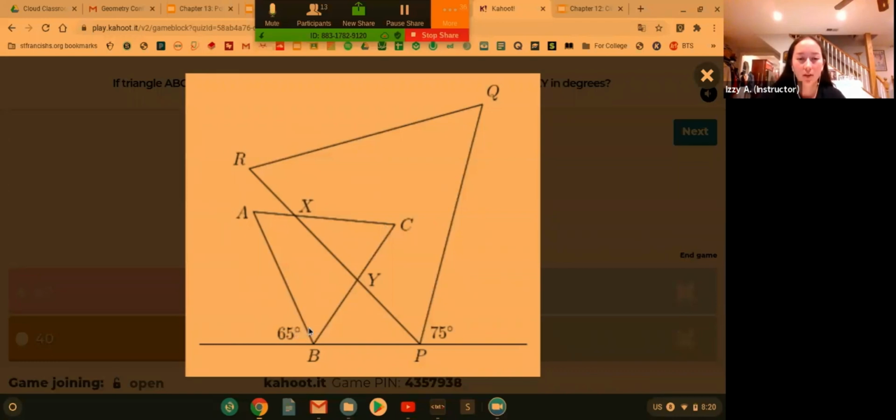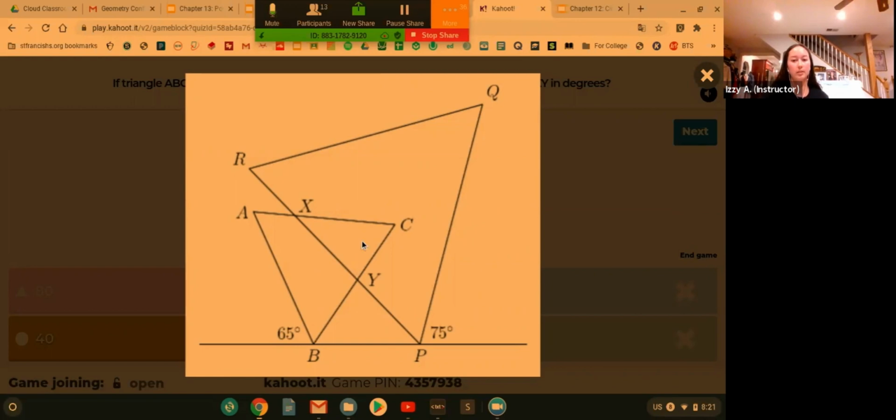So what you would have done is 65 plus 60, and then you would have subtracted that from 180, and you should have gotten 55 over here. Then you would have done the same thing, so 75 plus 60, and subtracted from 180, and you would have gotten 45. So then this is 55, this is 45. To find this final angle, you'd have done 180 minus 55 minus 45, and you would have gotten 80 degrees. Because this angle is 80, this angle over here is also 80 degrees.